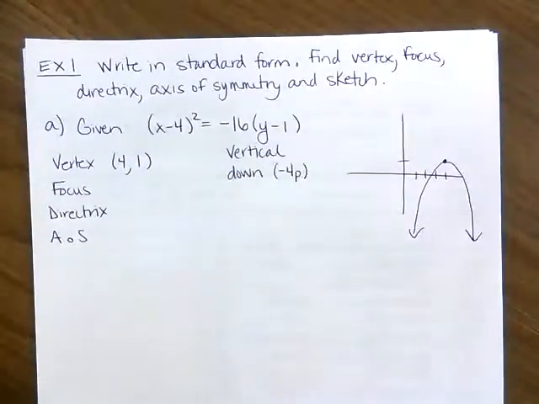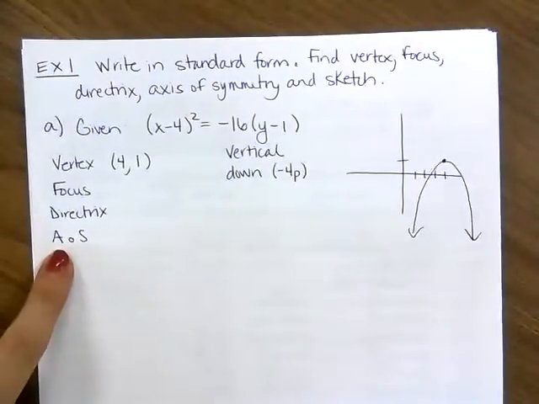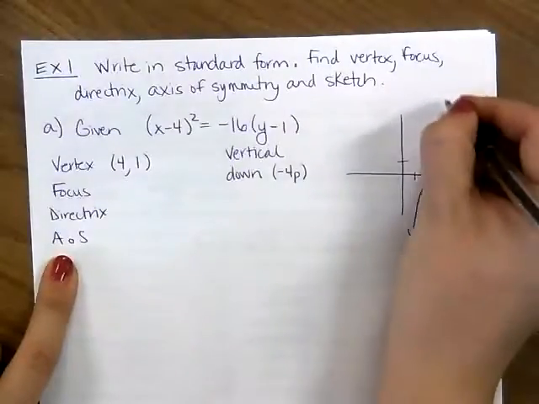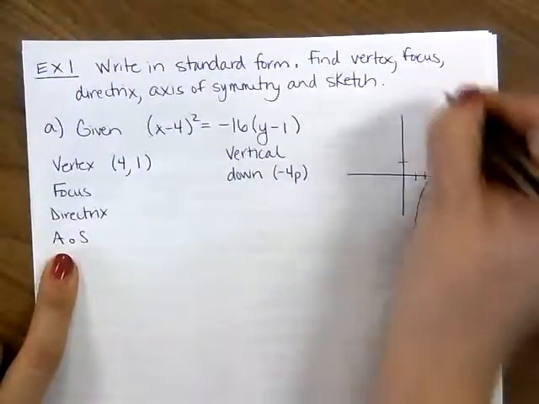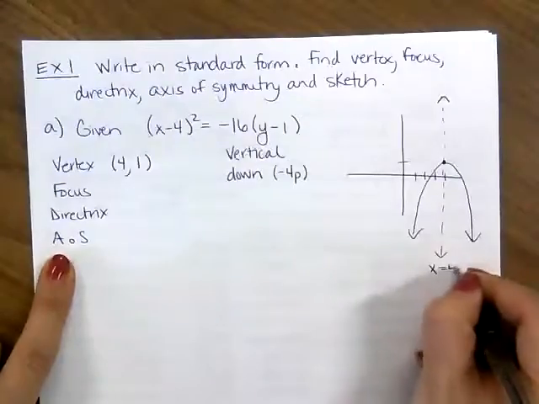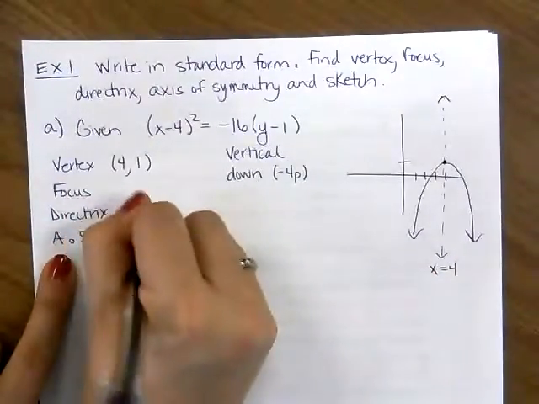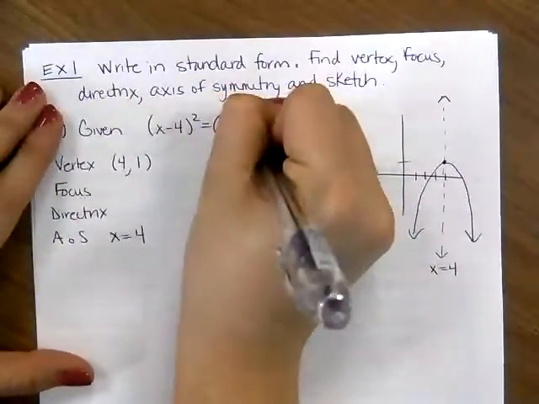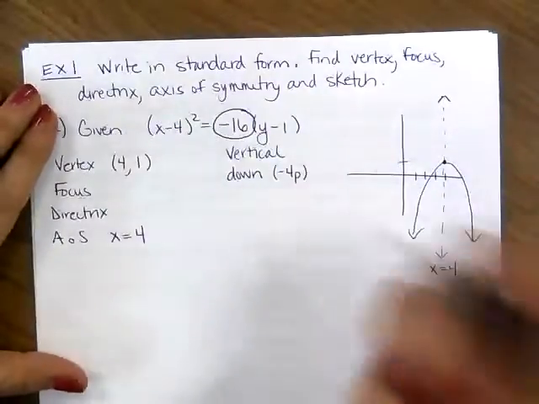Now I want to think about how I know where the focus, the directrix, and the axis of symmetry are. Can I find any of those pieces based on what I know right this second? Can you find the axis of symmetry right now? If you know the vertex, then you know the axis of symmetry. So this is the axis of symmetry, and it is at x equals 4. I know that piece. What I need to do now is find the focus and the directrix, and in order to do that, you have to know what P is. But I can get there, because I know that this, -16, represents a -4p.